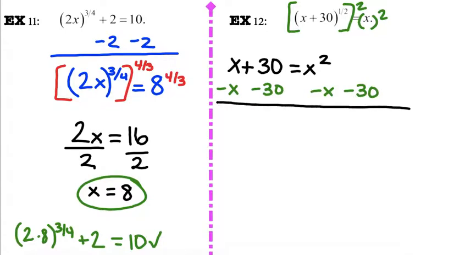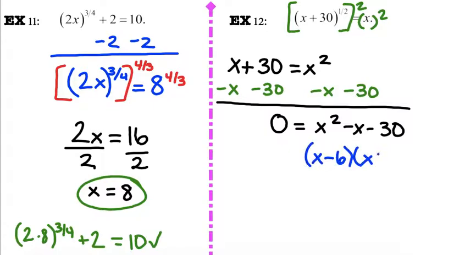x minus x is 0. 30 minus 30 is 0, leaving me 0 on the left, equal to x squared minus x minus 30. Now we need to solve the trinomial. We have a couple different methods. Well, actually 3. We could complete the square, we could use the quadratic formula, or we could factor. The easiest of which is factoring, if there are factors of the last term that give you the middle term. Well, the last term is 30. Factors of 30 that give me -1 are -6 and +5.